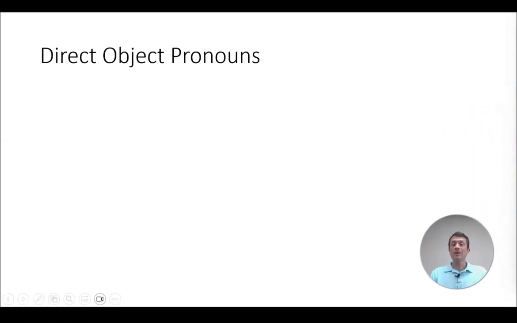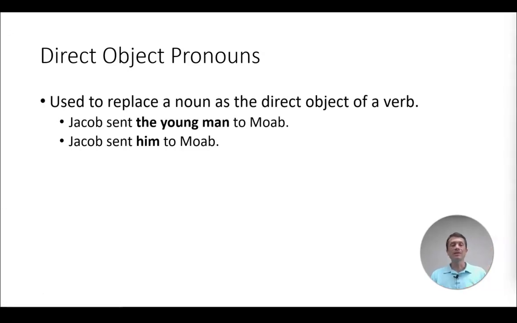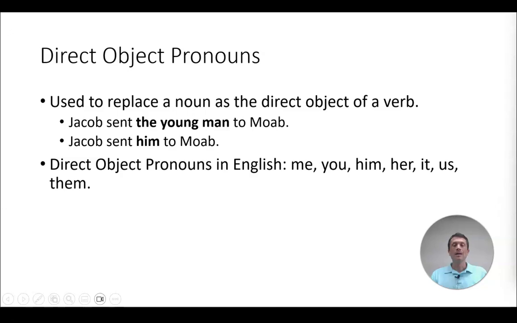Okay, so we're going to talk now about direct object pronouns. The last chapter we talked about possessive pronouns. Now we're going to talk about direct object pronouns. So direct object pronouns are used to replace the noun of a direct object of a verb, right? So you could say the sentence, Jacob sent the young man to Moab. Or you could say Jacob sent him to Moab, especially if it's clear who he's sending. So that's an object pronoun, him. In English, the object pronouns are me, you, him, her, it, us, or them.